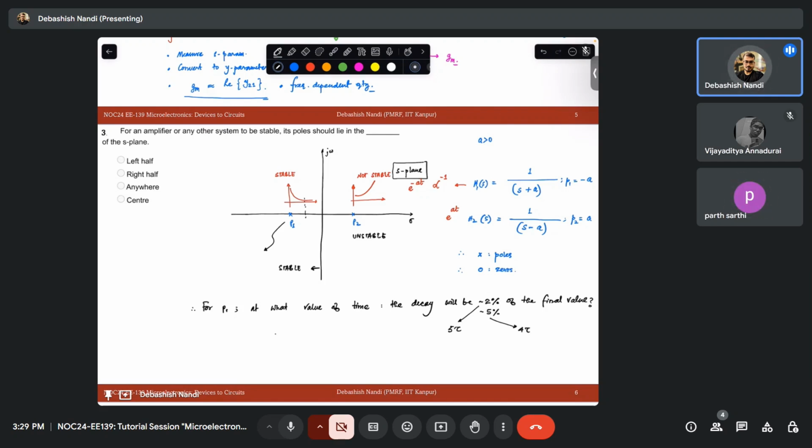So what is tau in this case? 1 by A. Tau is 1 over A, right? So if anyone asks you what the 2% settling time or the 5% settling time is, you can easily answer for a first order system.